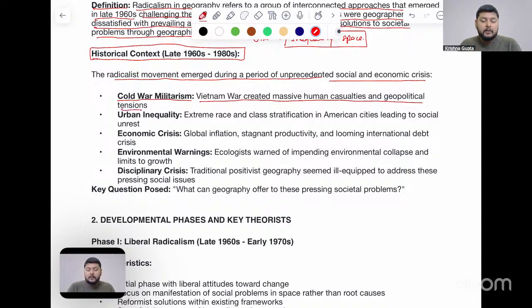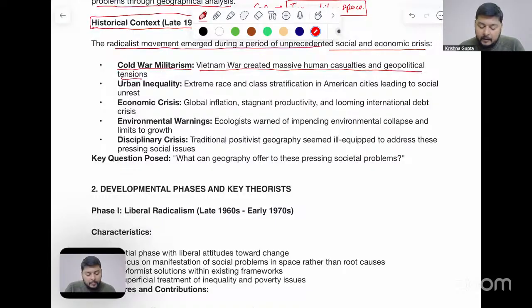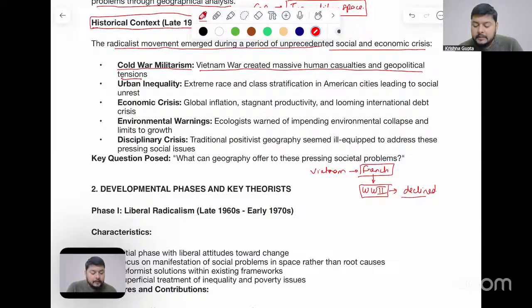If you are not aware about Vietnam, it was previously a colony of the French. Okay, they were the colony of the French. After World War II, the French colonial power declined, but the French refused to come out of this particular Vietnam region, and they were not freeing the country. So the people of Vietnam went against the French and they won the war.